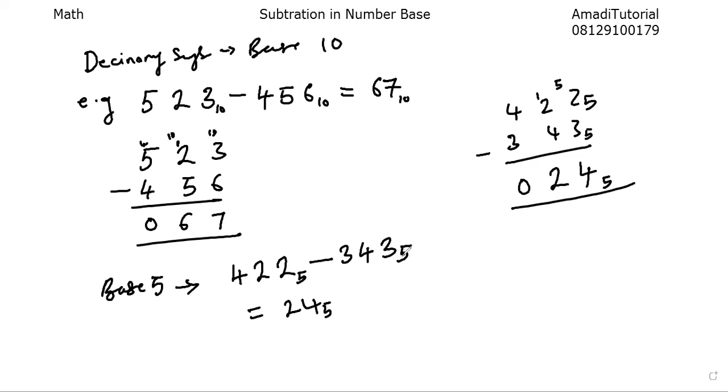So let me give you something to try and see if you understood what I just did there. Or should I do one more example? Let me do one on base 3. No, let me give you something to try. So you do number 1: 543 base 6 minus 454 base 6. Then number 2.